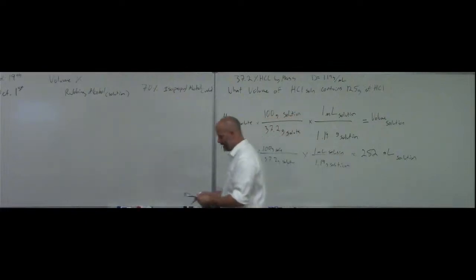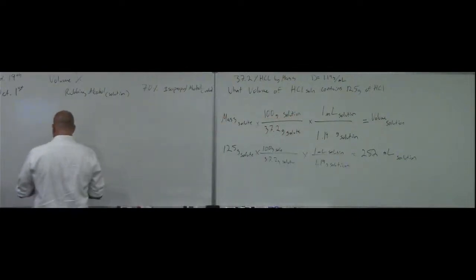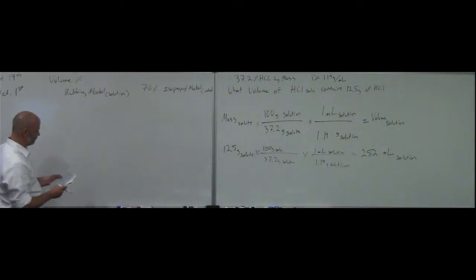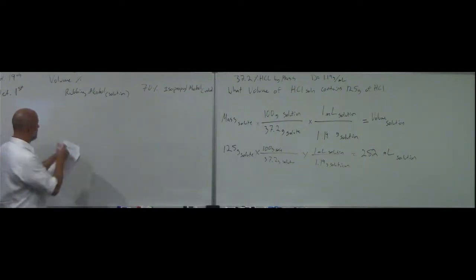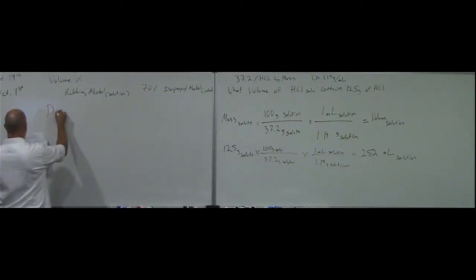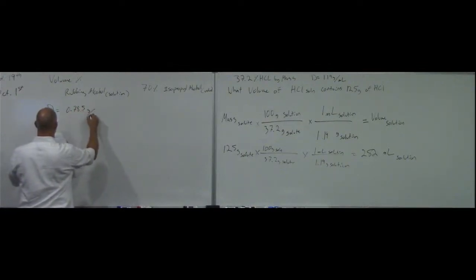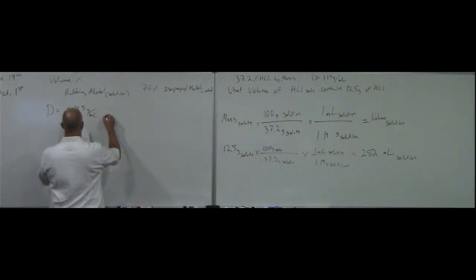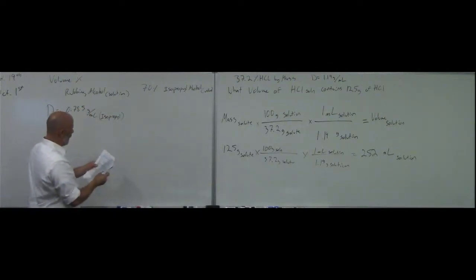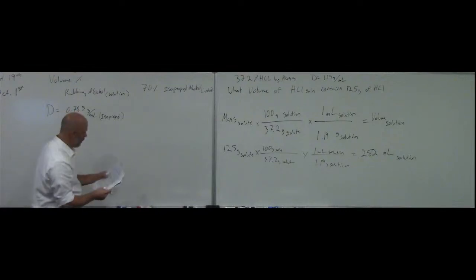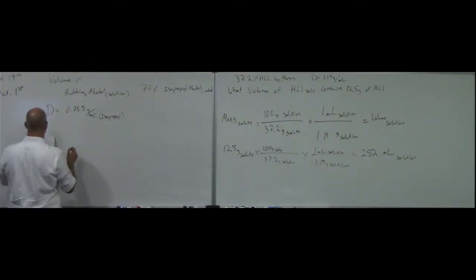Okay, but this isn't going to be that simple. That's too easy. So, that said, the density equals 0.785 grams per milliliter for isopropyl. Okay. How many grams of isopropyl alcohol are present in 355 milliliters of rubbing alcohol?